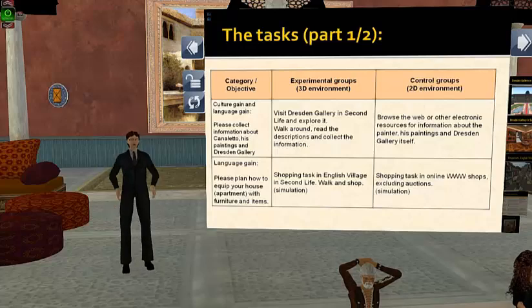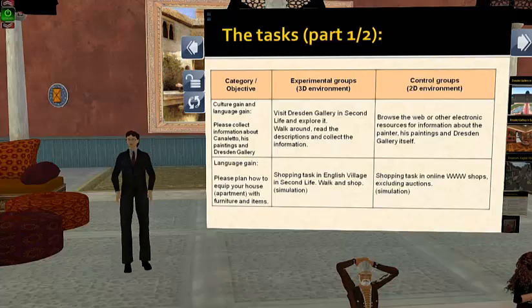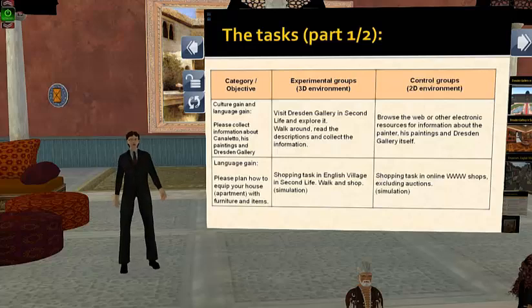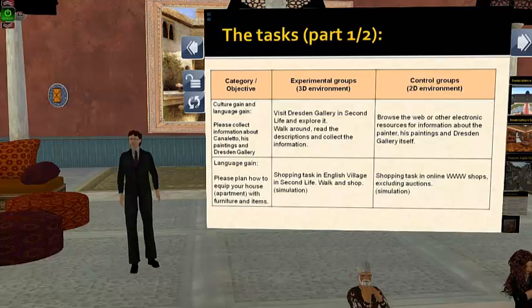So in the 3D environment, the experimental groups were asked to visit the Dresden Gallery in Second Life and explore it. Walk around, read the descriptions, and collect the information. I gave them the exact information on what they were to do, what they were to find and learn. And the control groups were asked to browse the web or other electronic resources for information about Canaletto, the painter, his paintings, and the Dresden Gallery itself. This was the first part of the pedagogical experiment.